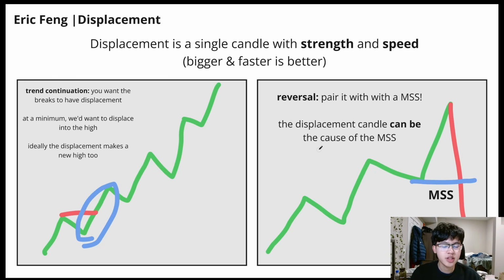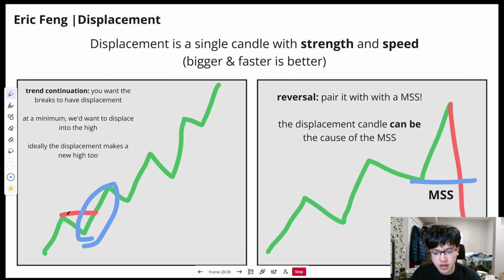Next is displacement. Displacement is just a single candle with strength and speed. Essentially it's very big and it happens very quickly, usually within 1 minute, so a 1 minute candle. There's really two situations displacement is used in. The first is in the continuation of the trend. You would want each of these breaks to be very strong. At a minimum, we want price to displace into the previous high.